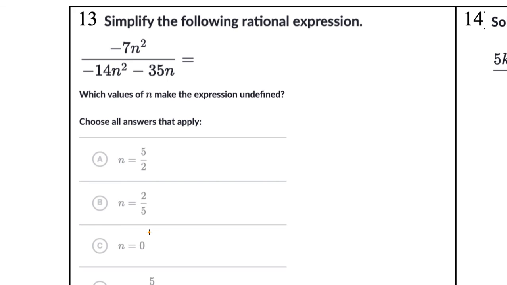So this is a rational function. Simplify this rational expression. What values of n make the expression undefined? Well, the things that make it undefined set this denominator equal to 0.